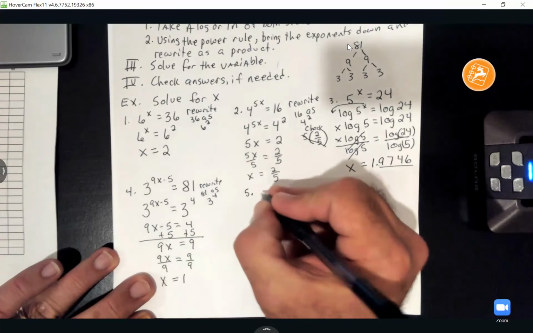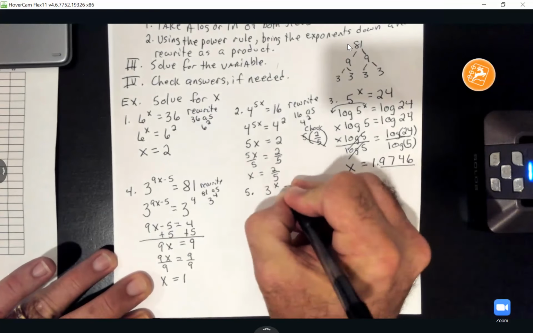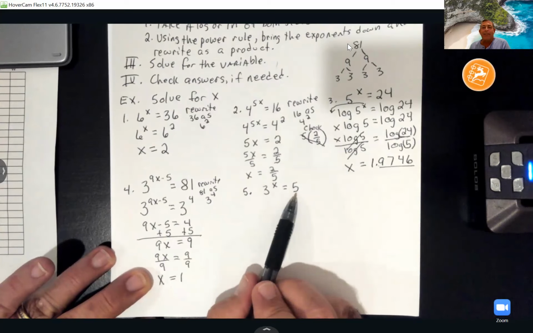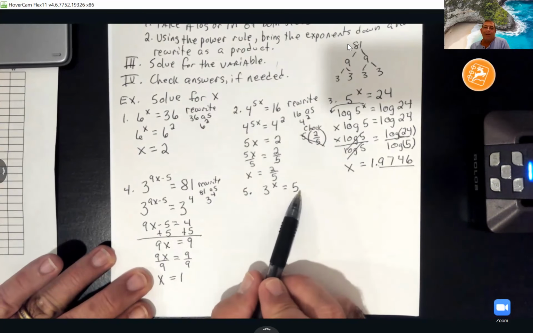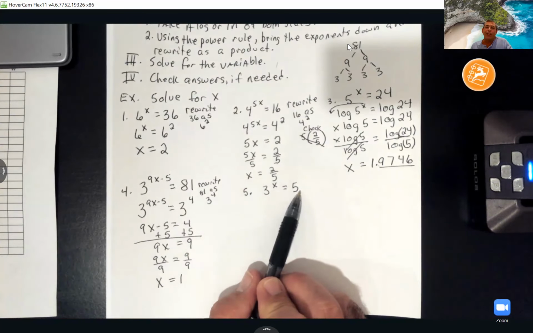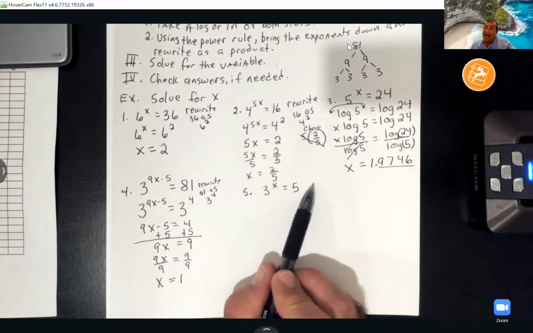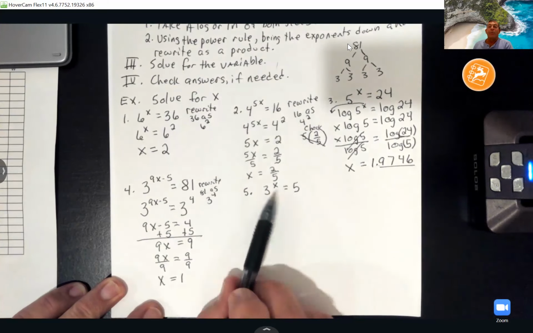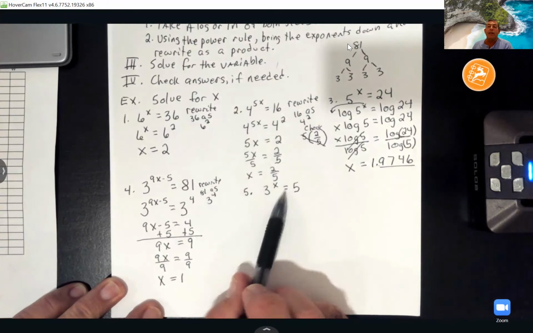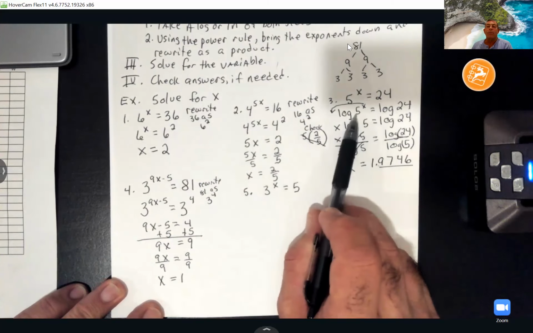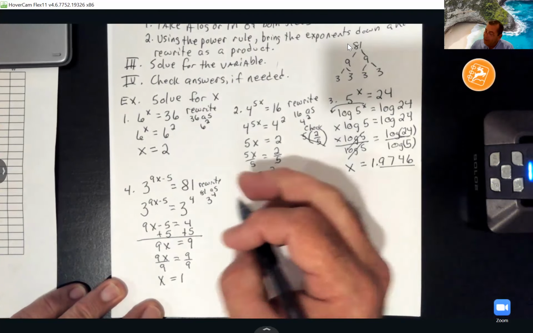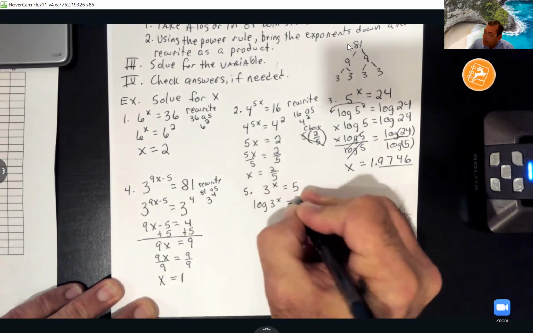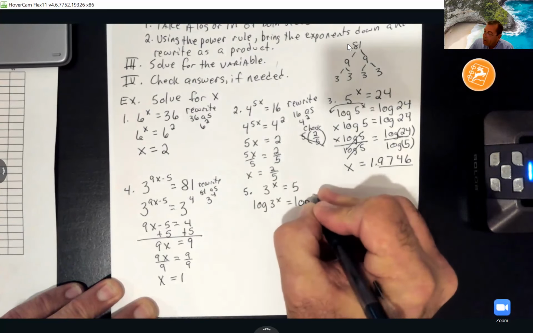So here, 3 to the x equals 5. So we can't rewrite this 5 using a 3, can we? Because 3 to the first is 3. 3 squared is 9. So you cannot take a 3 and turn it into a 5. So remember, since I can't rewrite them using the same base, I'm going to take a log of both sides. So I'll have a log of 3 to the x equals log of 5.